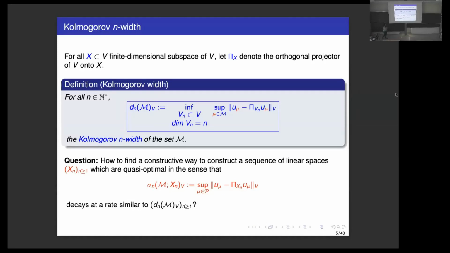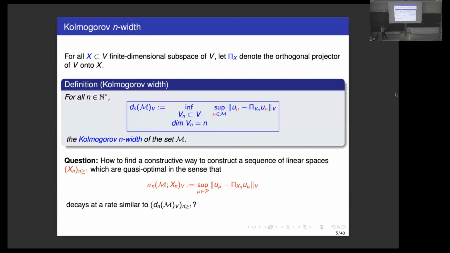This infimum is denoted by d_n(M)_V, and it is called the Kolmogorov n-width. This quantity typically denotes the best error that you can achieve if you find, somehow, an optimal n-dimensional linear subspace that realizes this infimum.